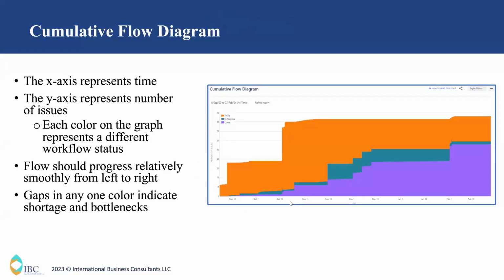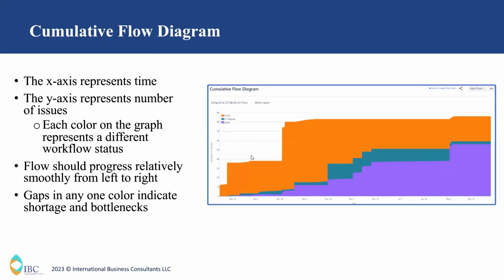The x-axis remains the same, it is time, and the y-axis represents the number of issues. If you see here, the different colors denote the different statuses used in a specific project. If your project has 5 statuses, the graph is going to change.